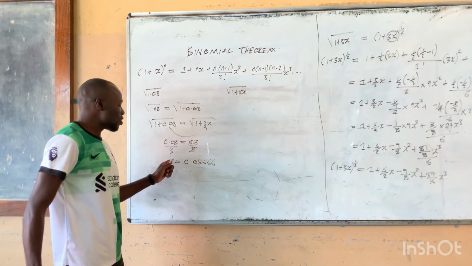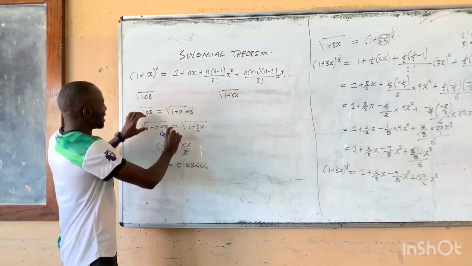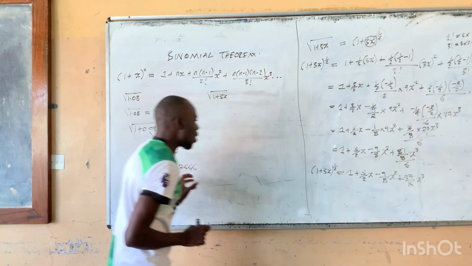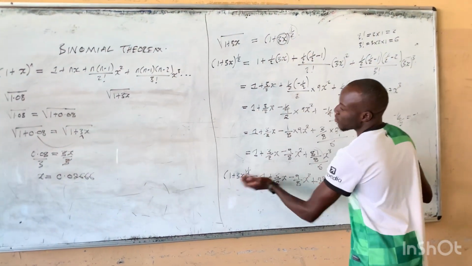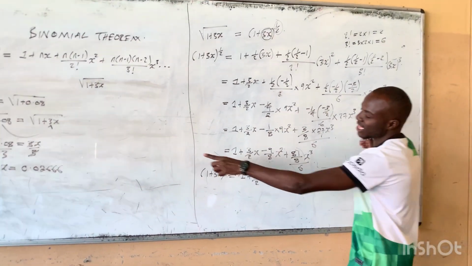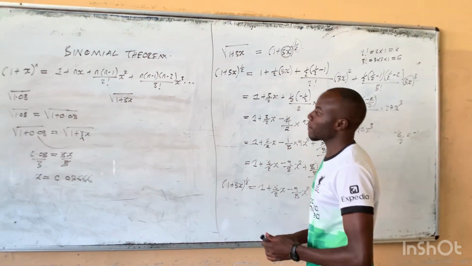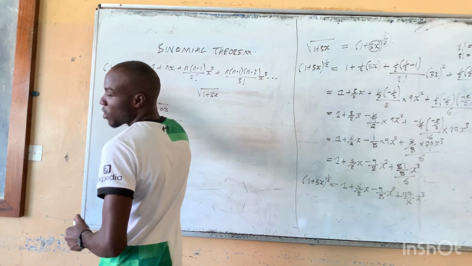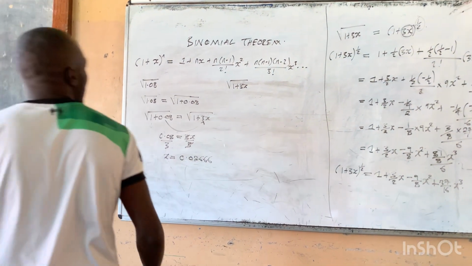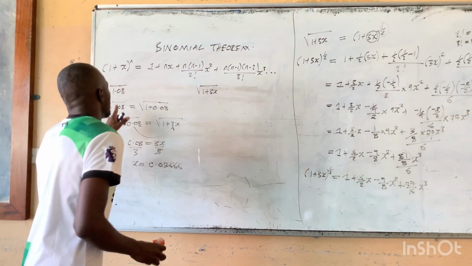Okay, since we know the value of x and this is equal to that one, and we already have the expansion for this one, we can substitute where there is x, you put that. By doing that, we have found the square root of 1.08.